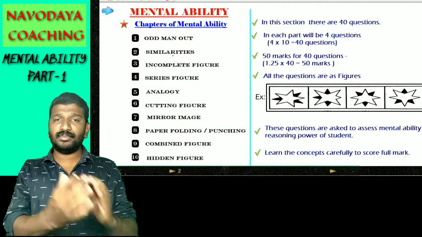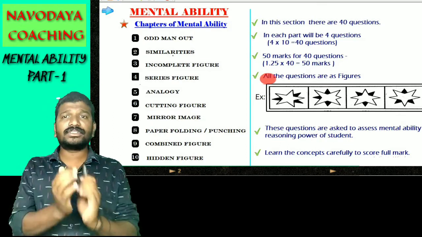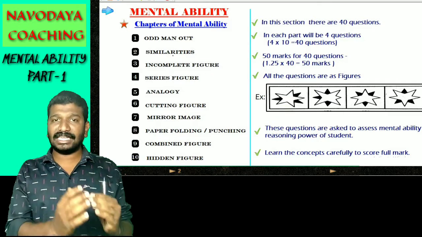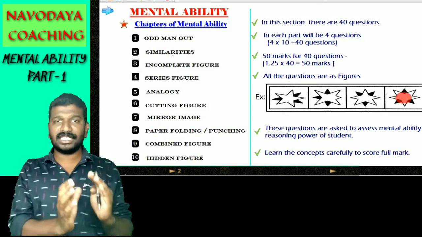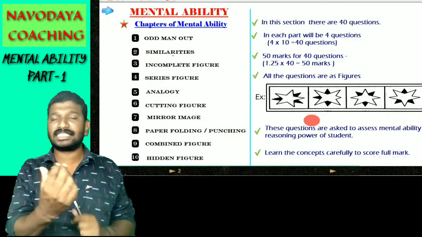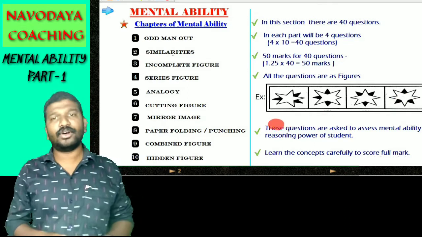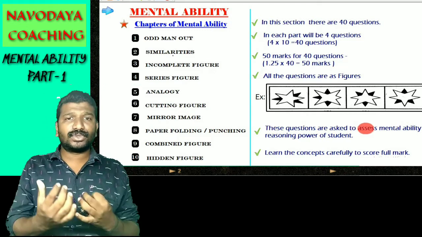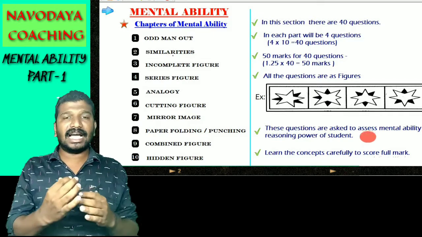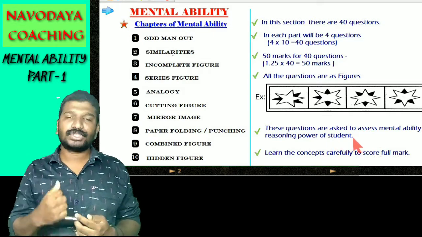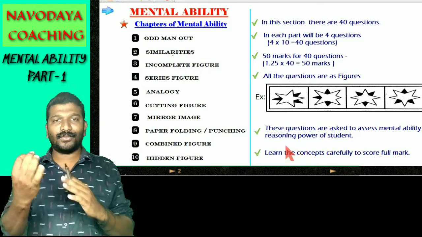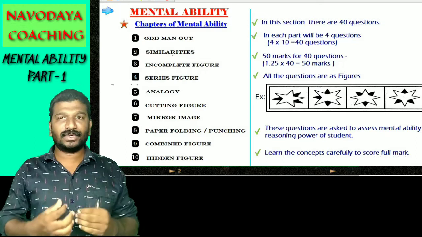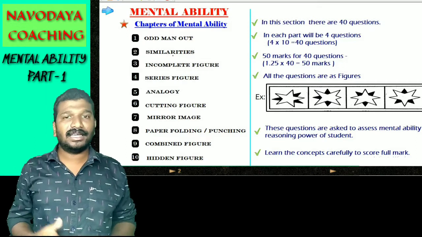And the next important thing is all the questions are in figure form. We need not write anything. We have to check the figures and select the answers from the options. These questions are asked to check the mental ability and the reasoning power of a student. So let us understand the concepts correctly and carefully to score full marks in the mental ability portion.